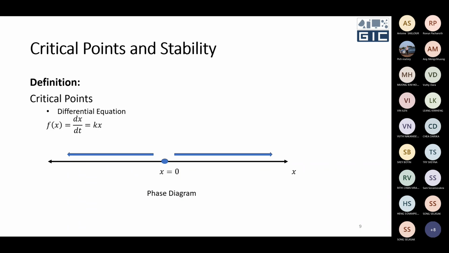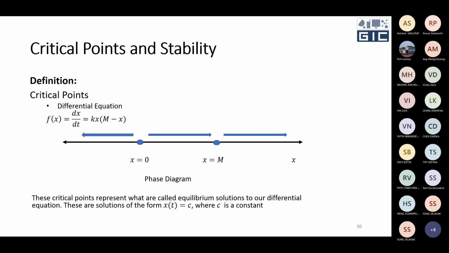So what is the use of the phase diagram? The use of the phase diagram is that we can identify the slope field of our systems. So how can we identify the slope field of our system? As you see in this case, we have two degrees, I can say the second degree of our equation. We have kx multiplied by m minus x. So if we have two values, we can also draw the phase diagram as in this figure.